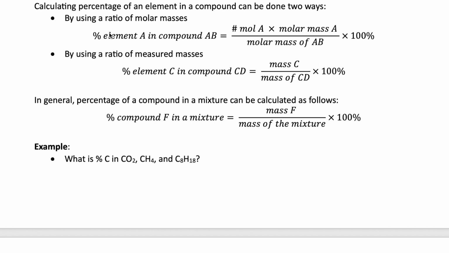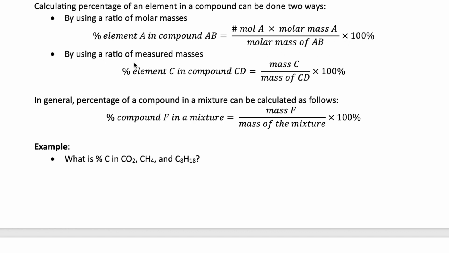So the general way you can calculate percent composition is these two listed here. The first one is using molar masses, which is a number that you can find in the periodic table. If I want to know the percent of element A in compound AB, all I need to figure out is how many moles of A I have in the formula times the molar mass of A, divided by the molar mass of AB, multiplied by 100%.